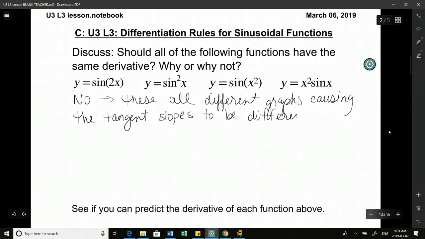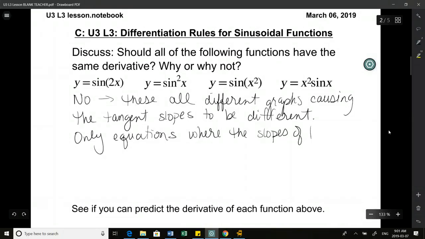Okay, the only time where we could kind of say that 2 different equations could actually have the same derivative is when that equation essentially has parallel tangent slopes. So only equations, I'm going to give you an example, only equations where the slopes of the tangents are parallel will have the same derivative.